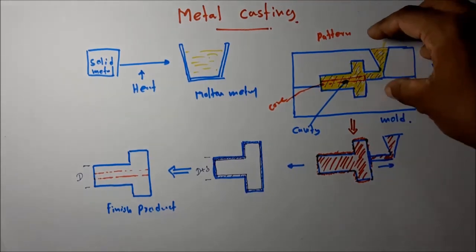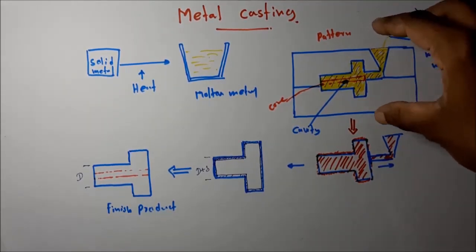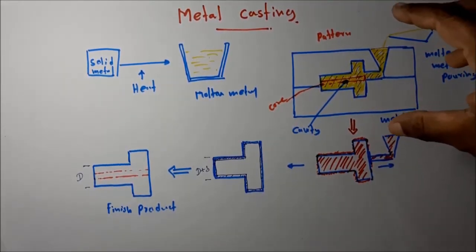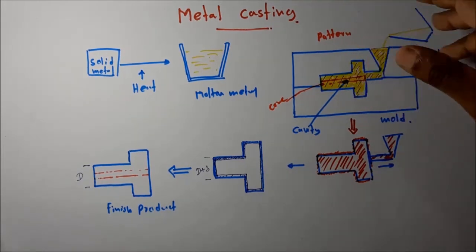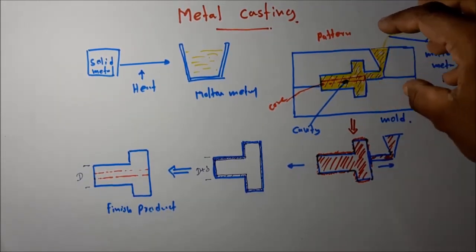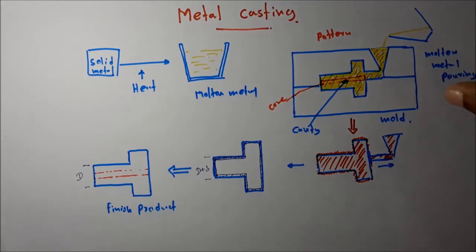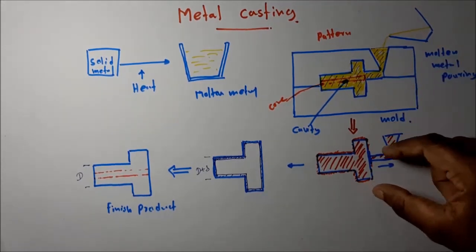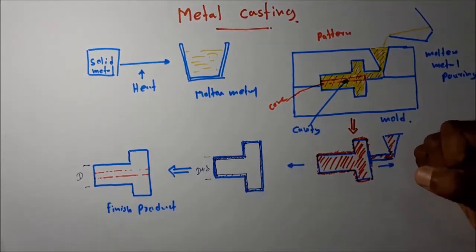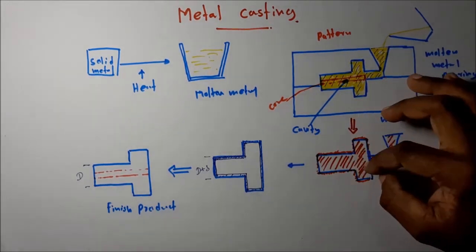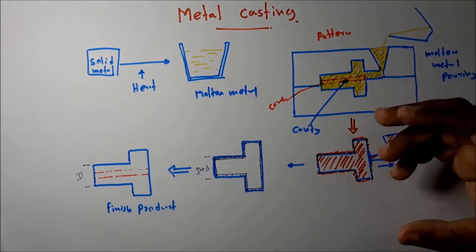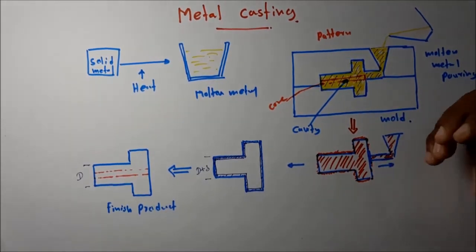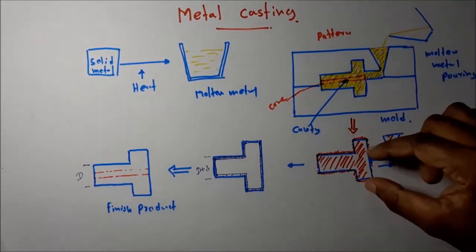Then the metal pouring. The pouring is also another unit operation in metal casting, because it also involves certain calculations regarding the pouring of molten metal. Then allow it to solidify. Then the casted component is taken out from the mold. That is also another operation, mold breaking, shake out, to take out the part.